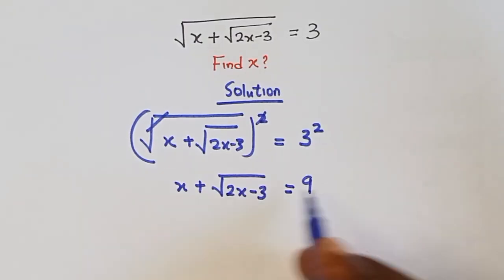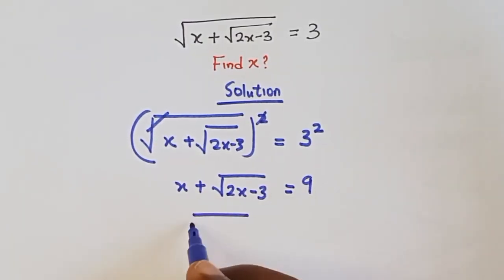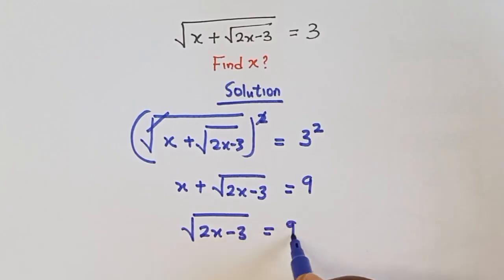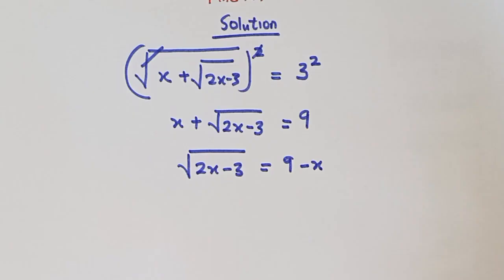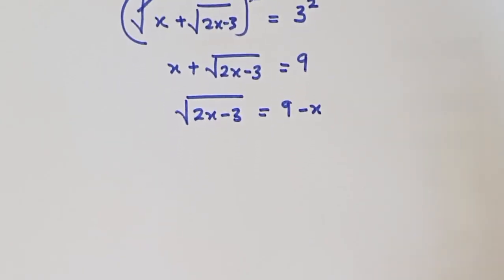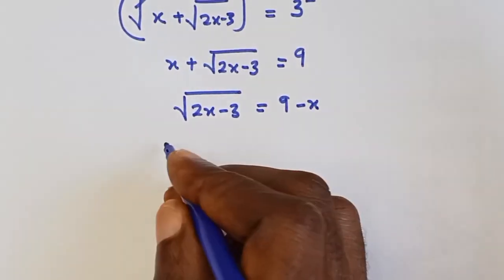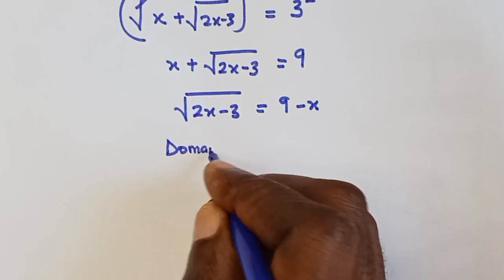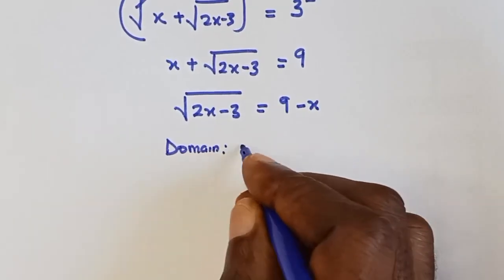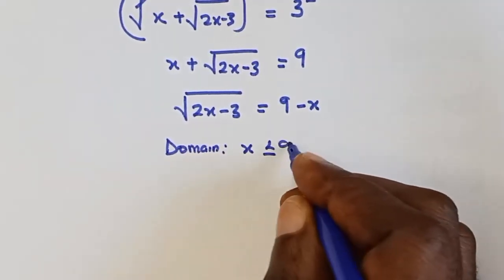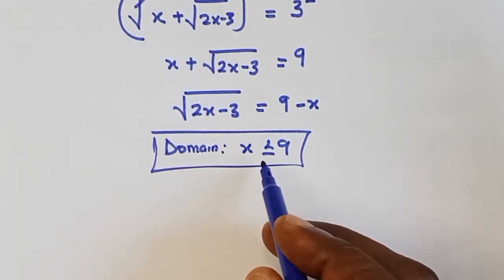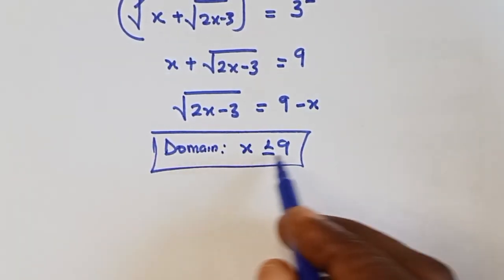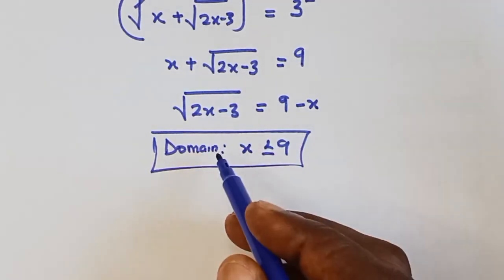We're going to move this x to the other side. Then this becomes square root of 2x minus 3 equals 9 minus x. Now we're going to consider our domain to have valid solutions. So our domain is x must be less than or equal to 9. It means any value of x we get should be less than or equal to 9. Anything above 9 will give an invalid solution.